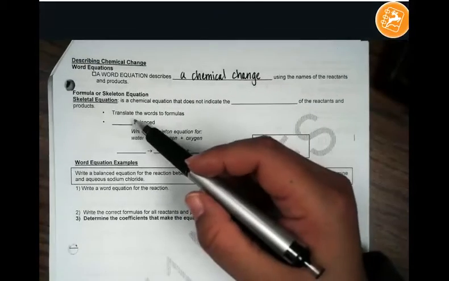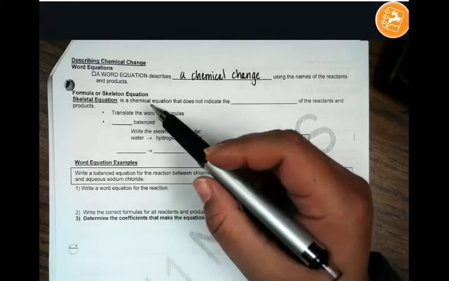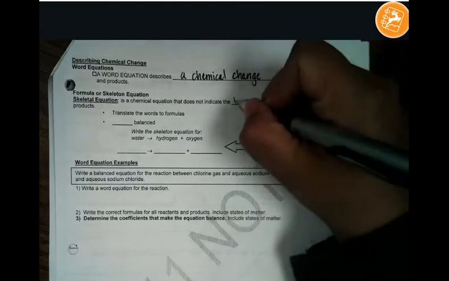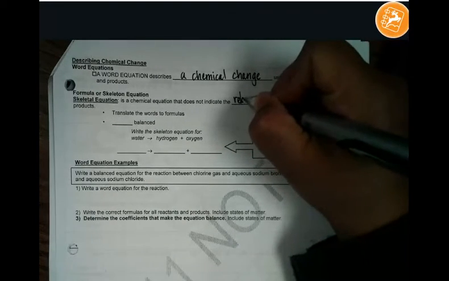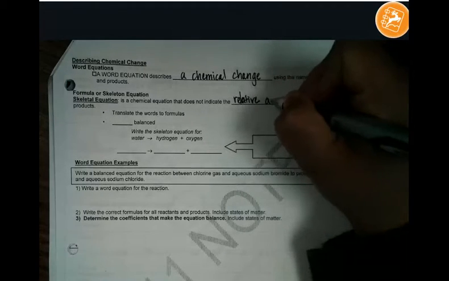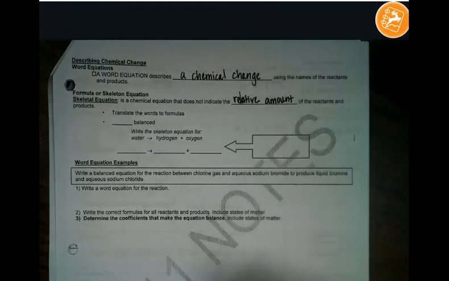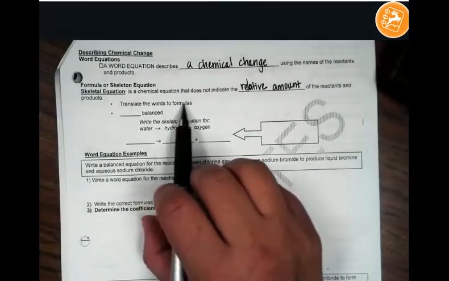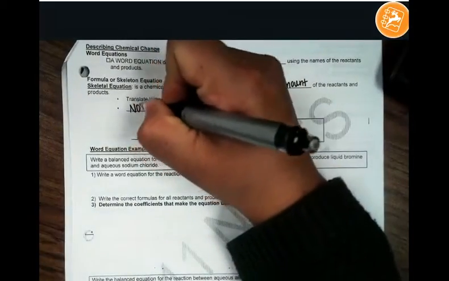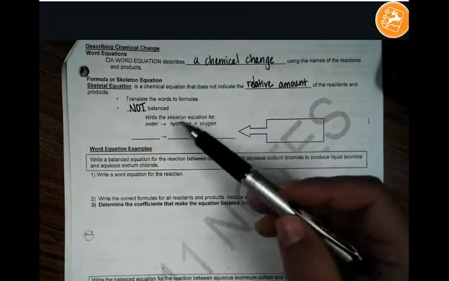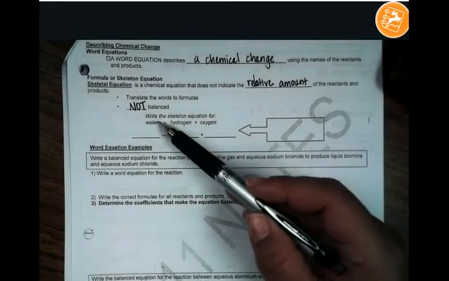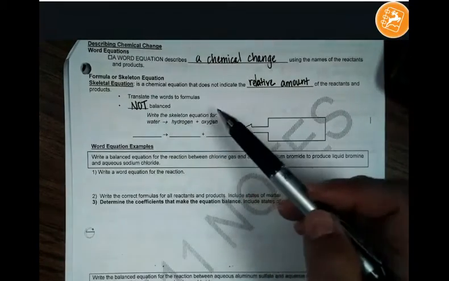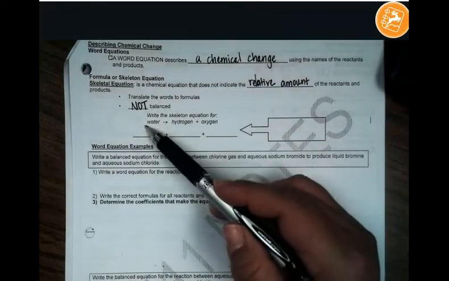So then we might have a skeletal equation. A skeletal equation is a chemical equation that does not indicate the relative amount of the reactants and products. So in other words, it's not balanced. So we translate the words to formulas. Okay, so for example here's a word equation. A word equation has words, right? Water yields hydrogen and oxygen. So how would I write the formula for water?